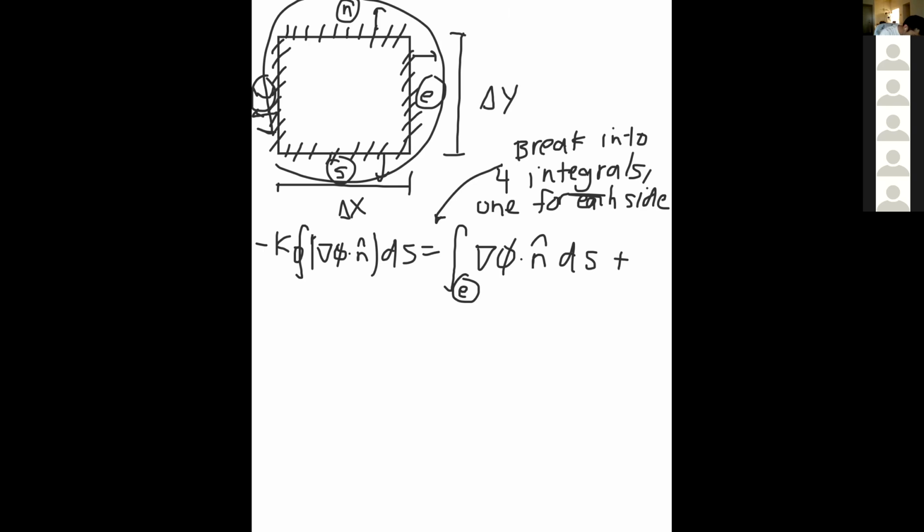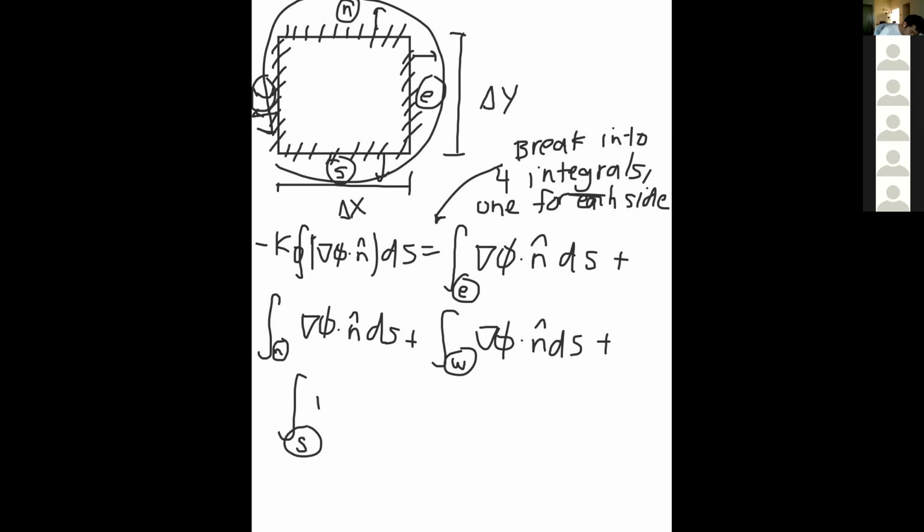Next we have the integral on the north face, plus the integral on the west face, plus the integral on the south face. What this allows us to do is evaluate each of these integrals, because each of the sides of the square is flat, so doing each of these integrals is going to be a lot simpler. And then this is also multiplied by minus k. Can't forget that.